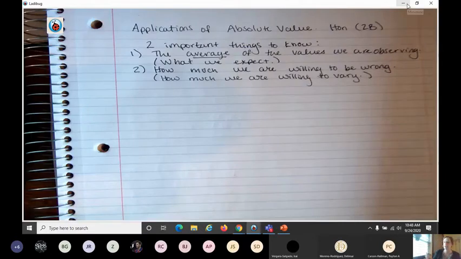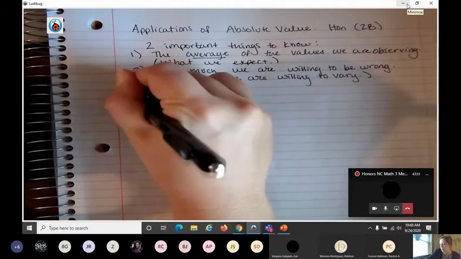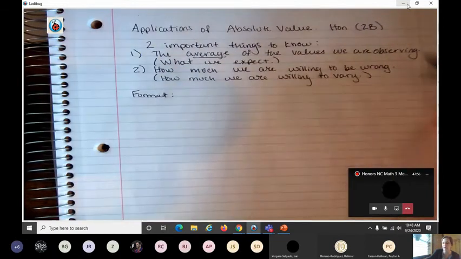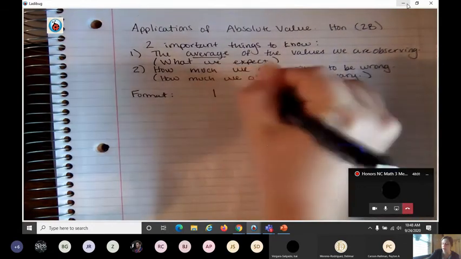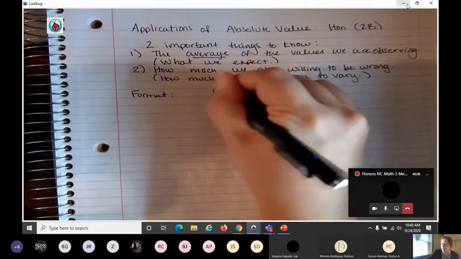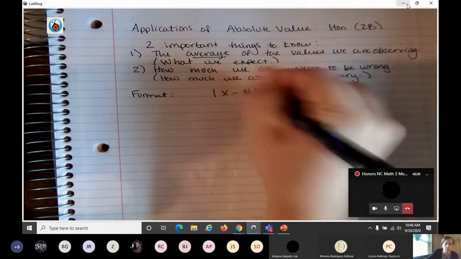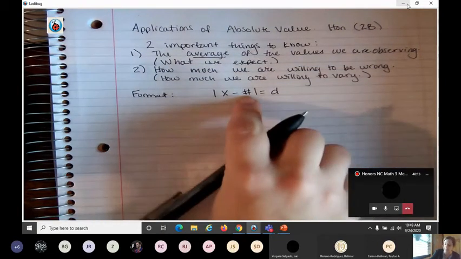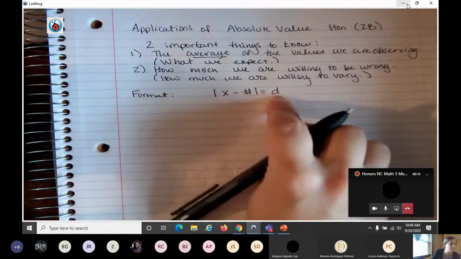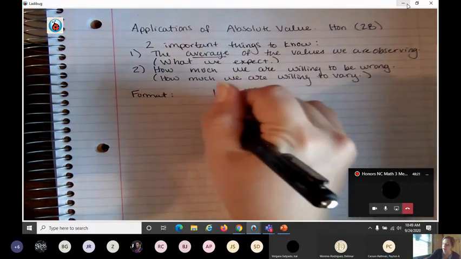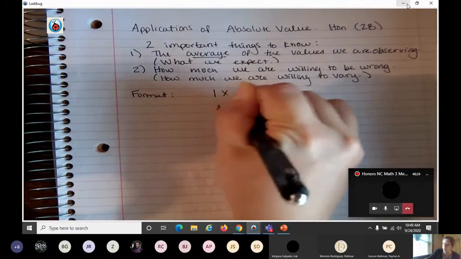Okay. So the format that we use these two key features in is in our absolute value function. So we're going to have an absolute value function, and it's going to be x minus a number equals another number. The pound sign or the hashtag sign is going to represent a number, and D is going to represent another number. This number right here is going to be the average that we are talking about.